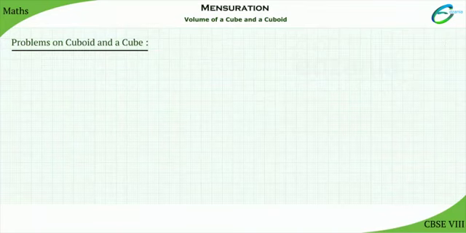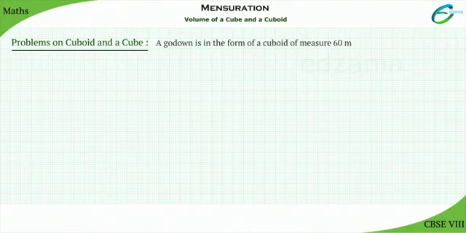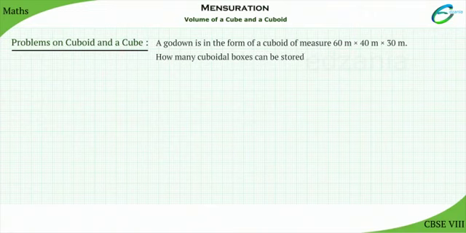A go-down in the form of a cuboid of measure 60 meters into 40 meters into 30 meters. How many cuboidal boxes can be stored in it if the volume of one box is 0.8 meter cube?